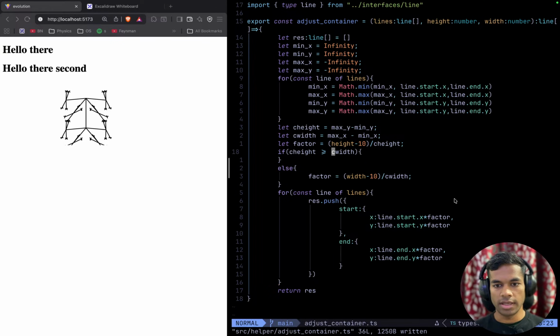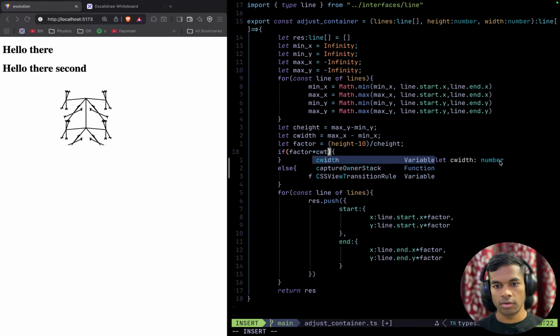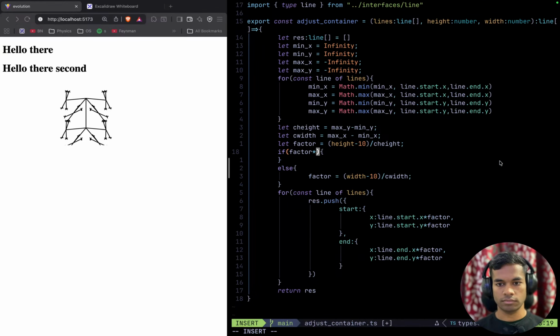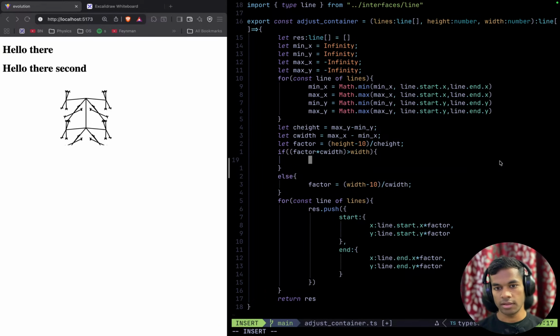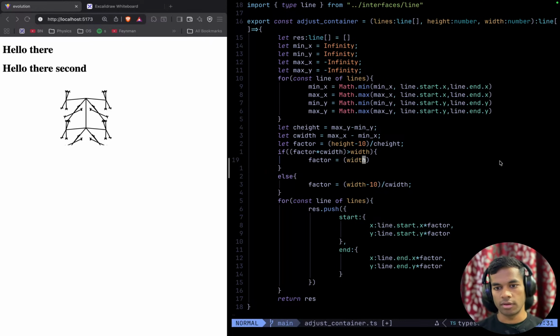If the factor is this, and using this factor we scale, it fits the height but does not care about the width. But if we scale this for the width, and if this thing turns out to be bigger than the width of the whole screen, then we change the factor to be equal to the width, this thing.